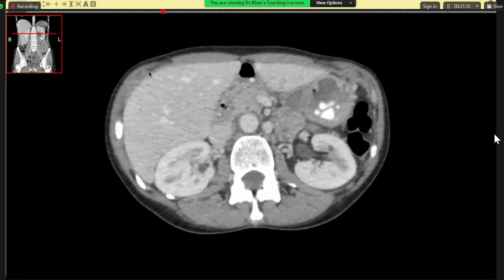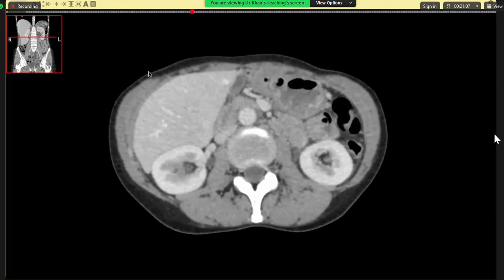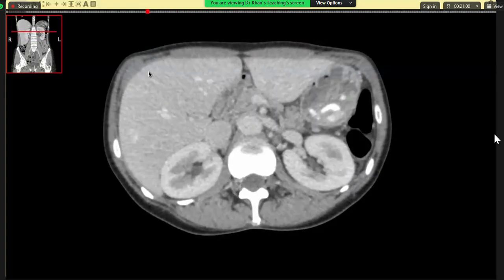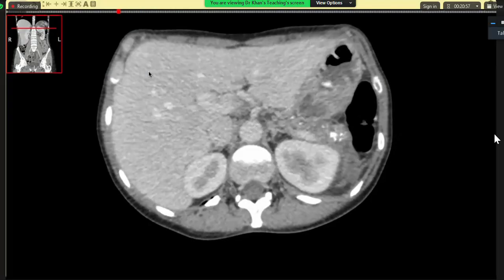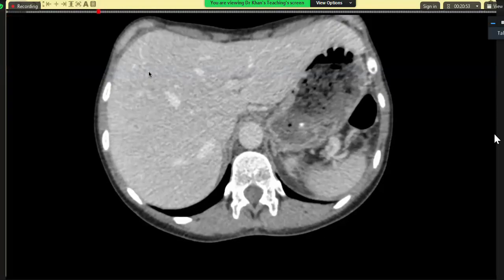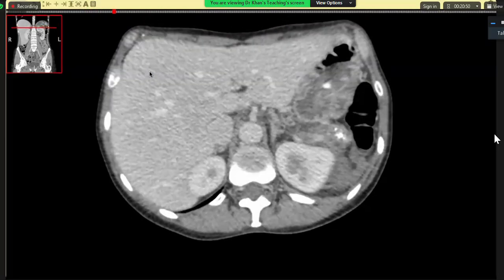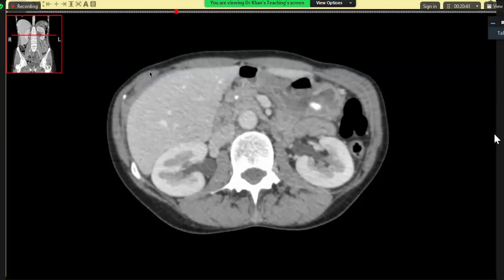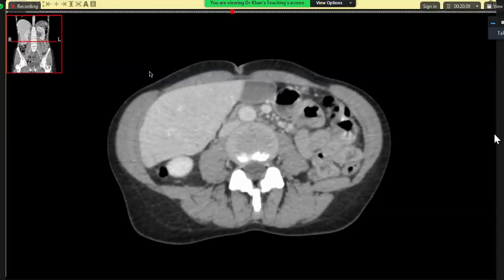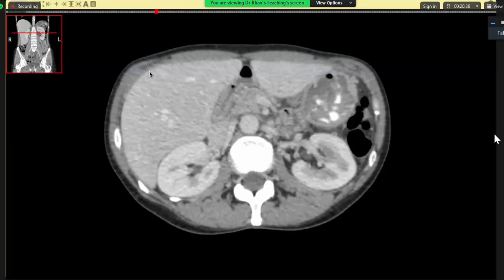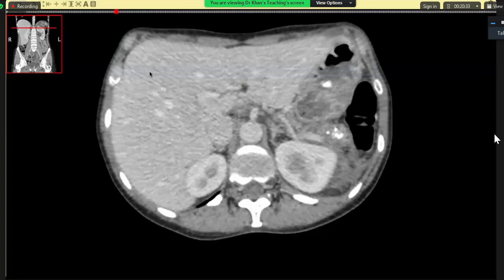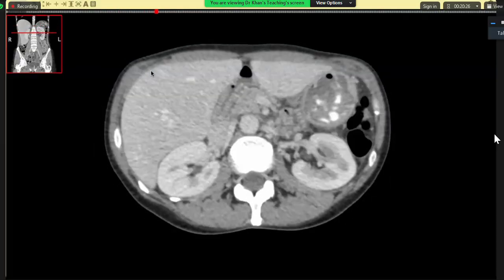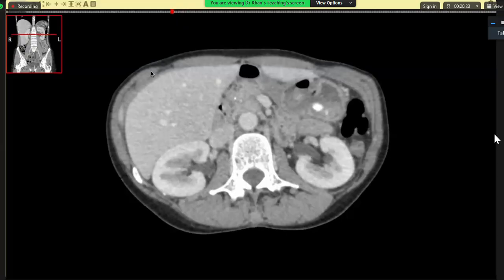There is no associated fluid collection or peripancreatic fat stranding. There is no evidence of intrahepatic biliary dilatation. There is no evidence of any congenital abnormality like annular pancreas. Visualized kidneys, adrenals are normal. No evidence of free air in the visualized abdomen. I would like to see the lung window to see any free air, and the bone window for any bony abnormalities. So both were unremarkable. What is your conclusion? So in conclusion, it's a case of chronic pancreatitis.